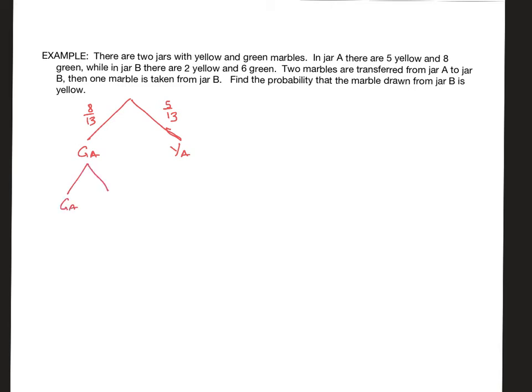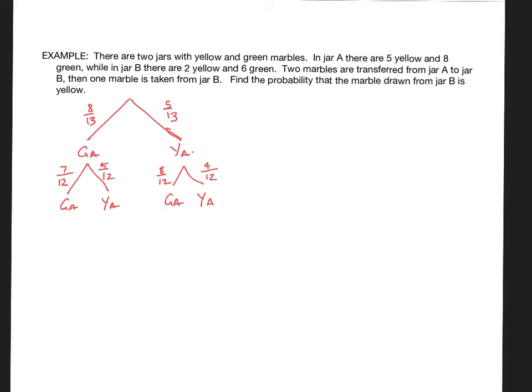So there's greens in jar A, and there are yellows in jar A. Now, since we've taken one out already, there's only 7 left, and there's no longer 13 total marbles. There's only 12. And over here, if we've taken out 1 yellow, that means there's 4 yellows left out of 12, which makes this 8 out of 12.